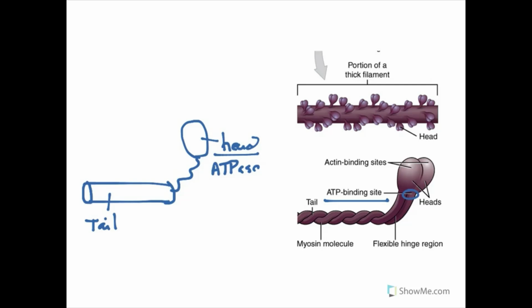The tail is an extremely fibrous component that allows it to be bundled, and bundles of these will come together to make a thick filament. We can see all the myosin heads sprouting off of that, which will be able to bind to the thin filaments.